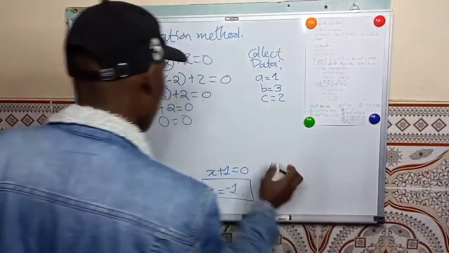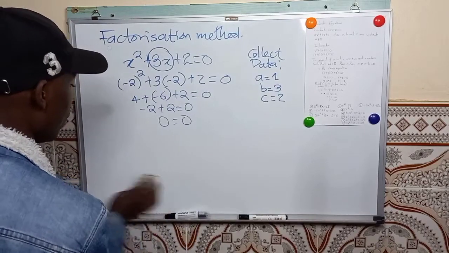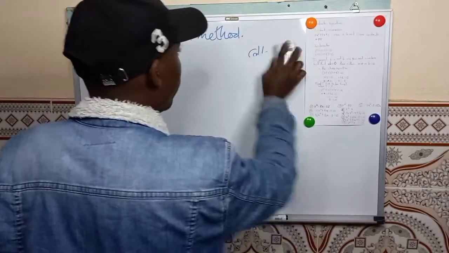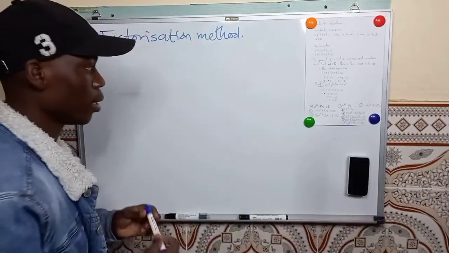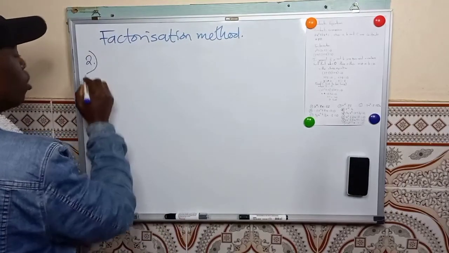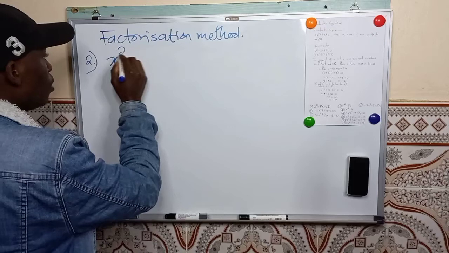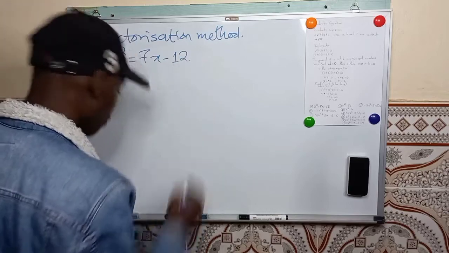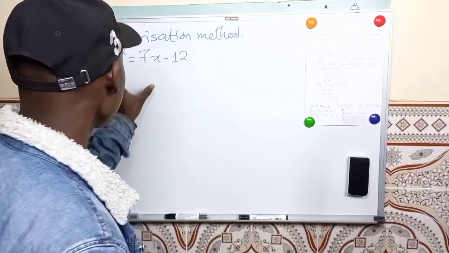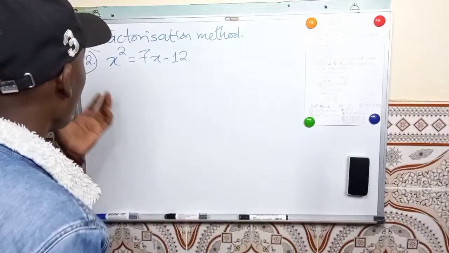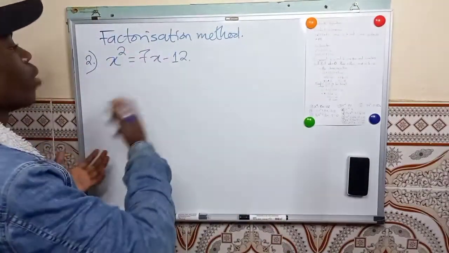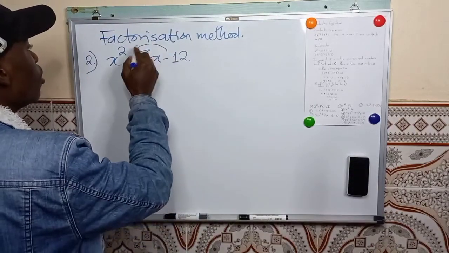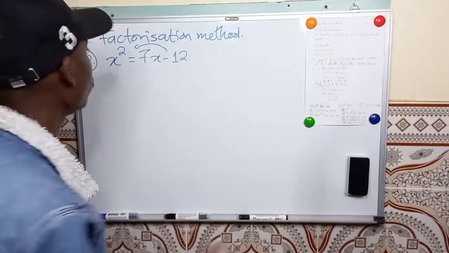So let's try another example for us to understand well. Example 2: you have x squared is equal to 7x minus 12. Now, this is a quadratic equation. Don't be confused because it's written x squared is equal to 7x minus 12. What you're supposed to do here is take everything to the left hand side of your equation so that you can solve it well.